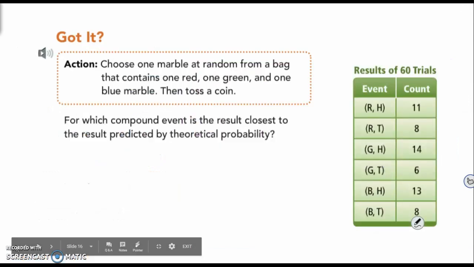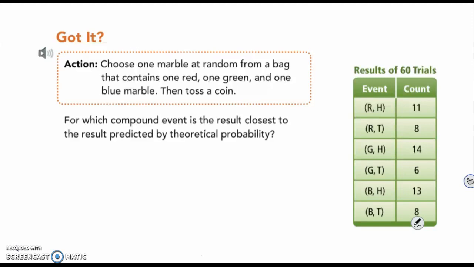Look at example number 5. Our action, choose one marble at random from a bag that contains one red, one green, and one blue marble. Then toss a coin. For which compound event is the result closest to the results predicted by the theoretical probability? To find our theoretical probability, we're choosing one marble out of a bag that contains 3 marbles, times the probability of tossing a coin, which is 1 out of 2. So that probability is 1/6.